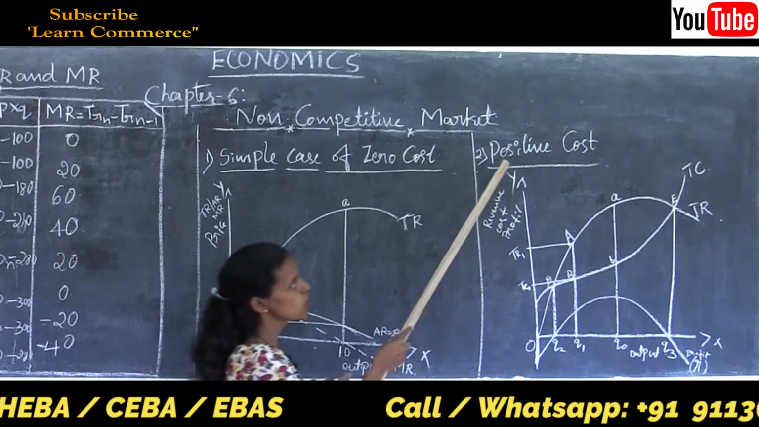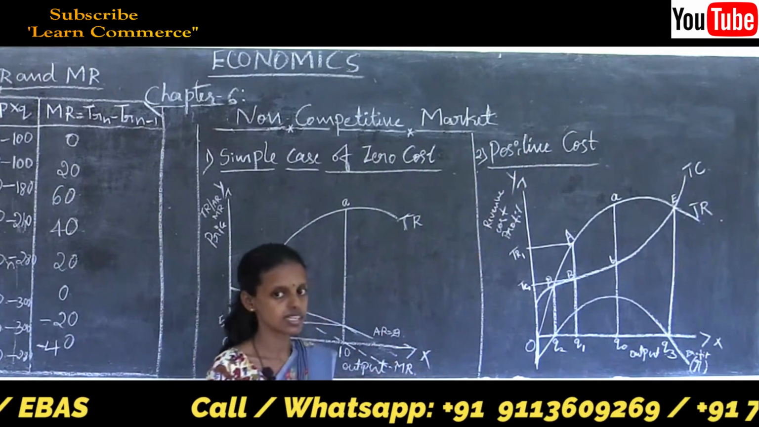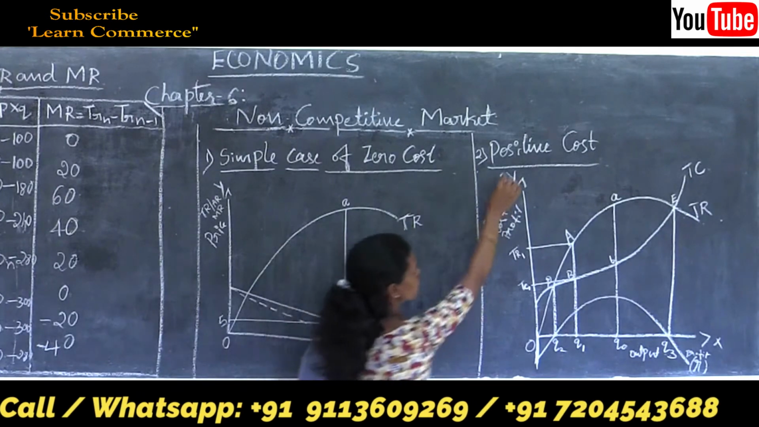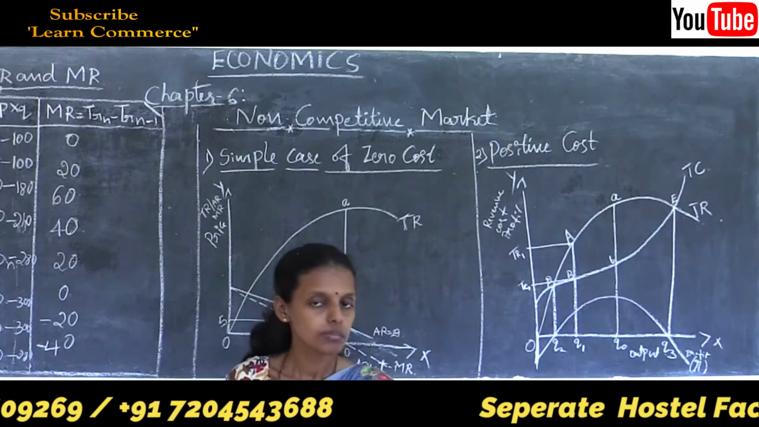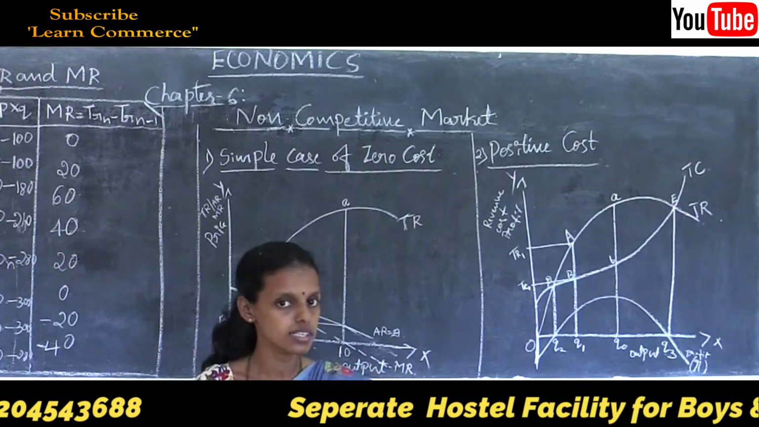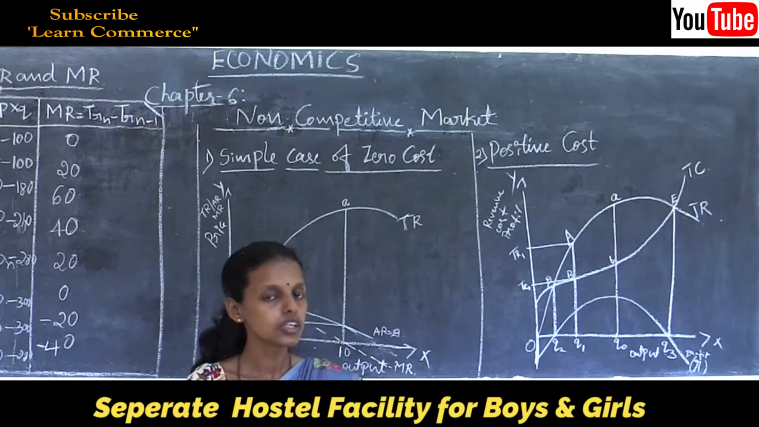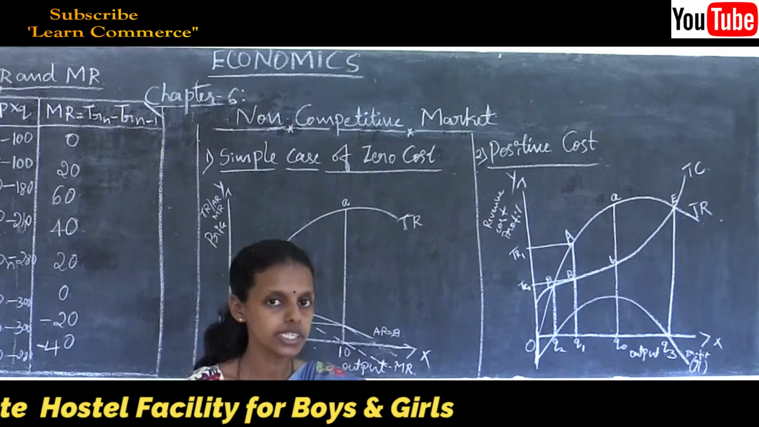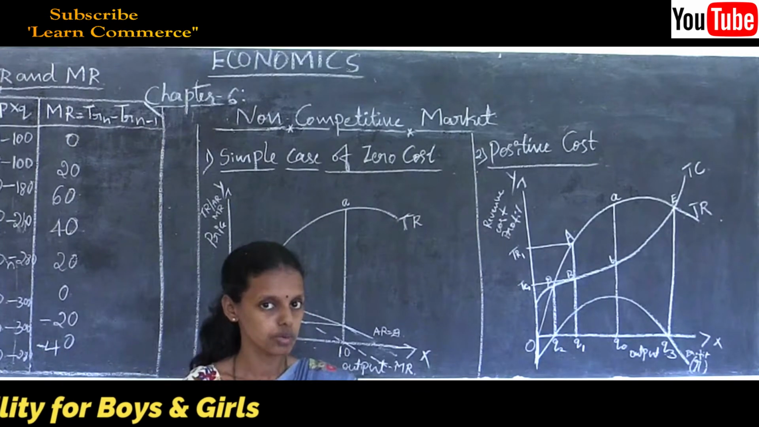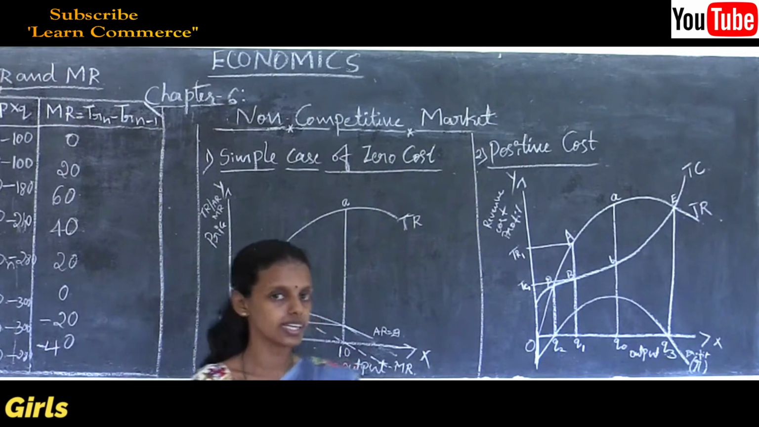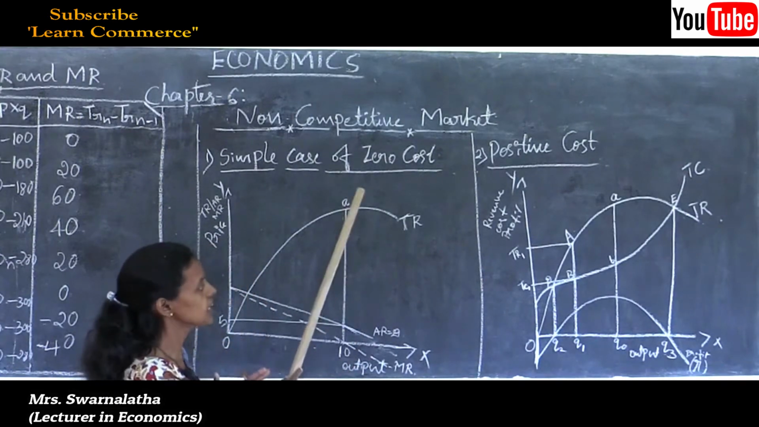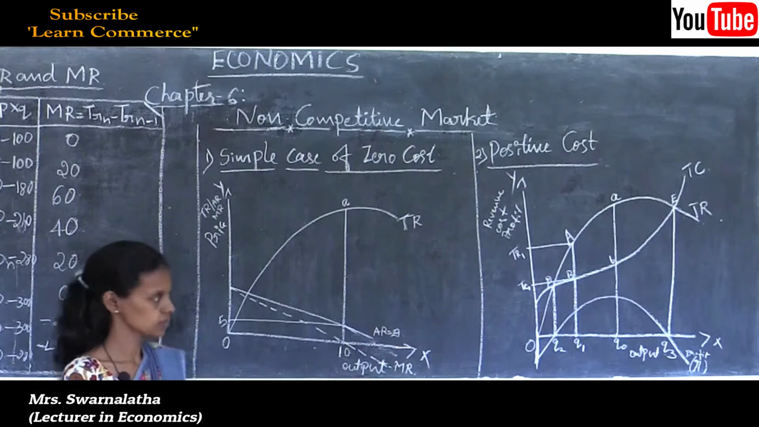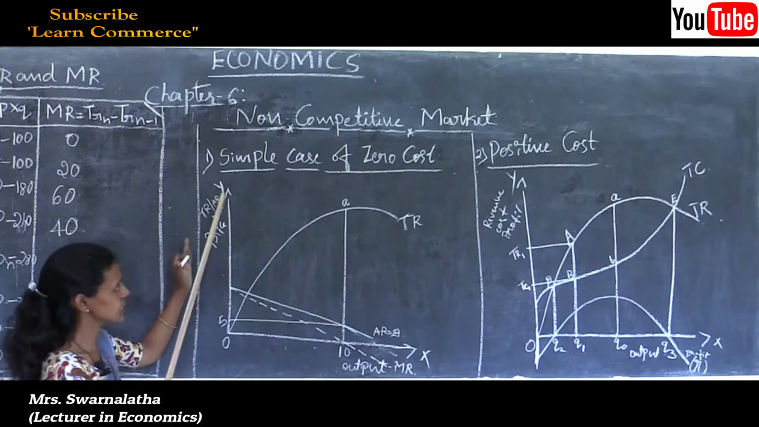The second case is positive cost. In the case of positive cost, when the cost goes on increasing, that also leads to reaching the maximum profit level of a monopoly firm. So, let us see through the diagram how the equilibrium occurs in the short run under the monopoly firm.